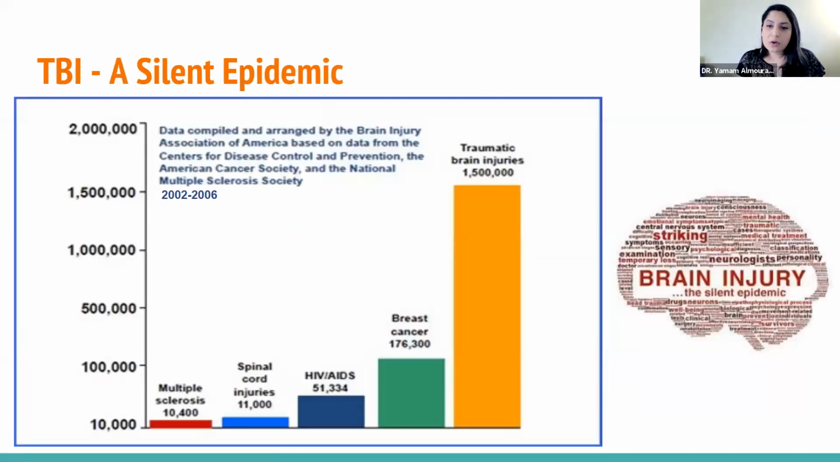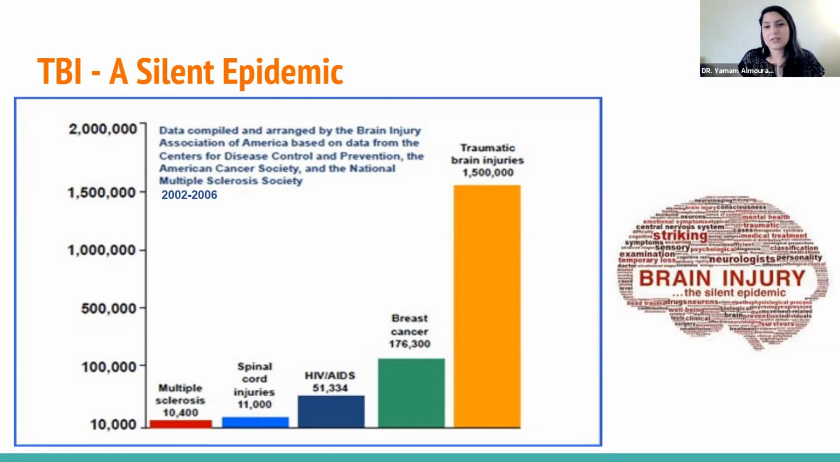And, unfortunately, traumatic brain injury is what's called a silent epidemic. And so we hear a lot about MS, breast cancer, HIV, and there's a lot of advocacy for it. But if you look at the numbers, and of course, these are very important, very serious diseases, but if you look at the numbers of how many people have traumatic brain injury versus these other issues, it outnumbers everything else. But we're not really talking about it and advocating as much.